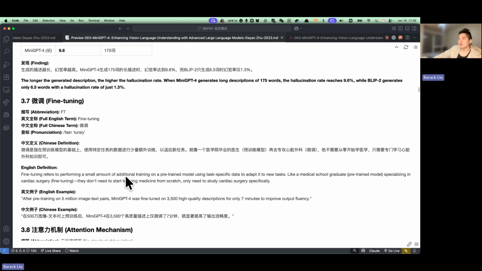Fine-tuning. Fine-tuning refers to performing a small amount of additional training on a pre-trained model, using task-specific data to adapt it to new tasks. Like a medical school graduate, a pre-trained model, specializing in cardiac surgery through fine-tuning, they don't need to start learning medicine from scratch. Only need to study cardiac surgery specifically.